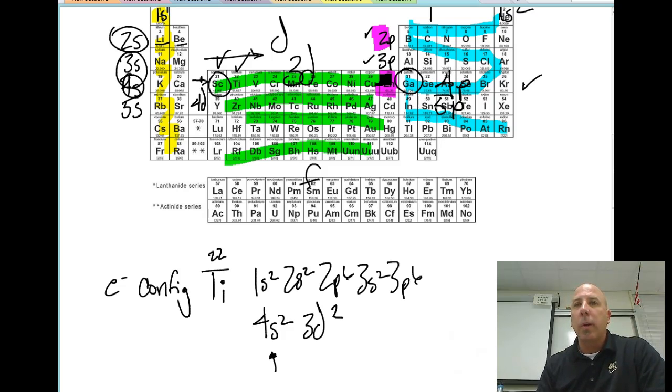And in the next video, we'll talk about how we can make this one even shorter by doing noble gas electron configuration. We'll talk about that in the next video.